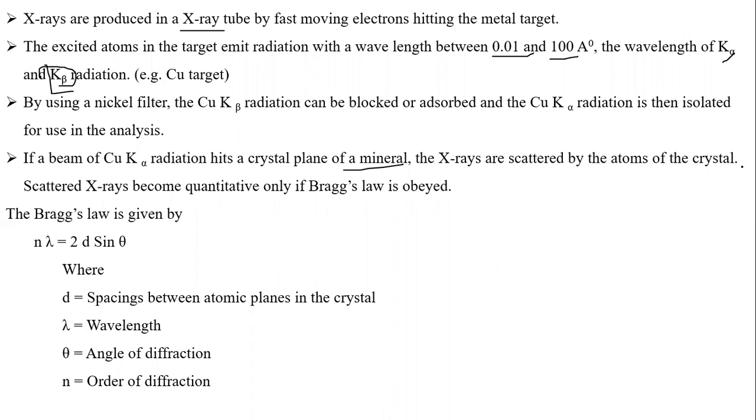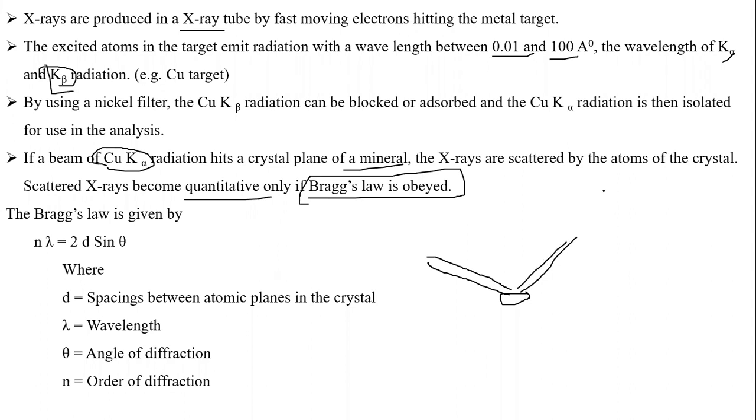The X-rays are scattered by the atoms of the crystal, and the scattered X-rays become quantitative. This happens when the particular X-ray, the copper K-alpha radiation, is released and hits the mineral surface, meaning our unknown sample. The rays will be reflected. For example, this is a sample and I am hitting it with X-rays, and there will be reflections. These resultant rays will be quantitative only when they obey Bragg's law.